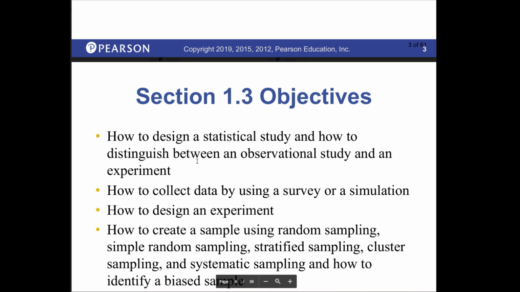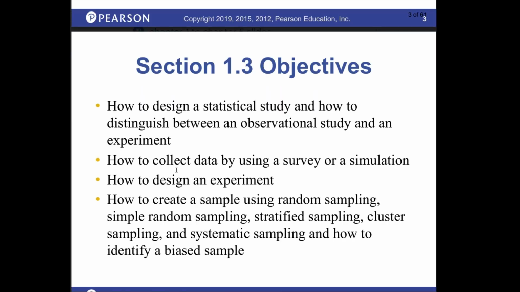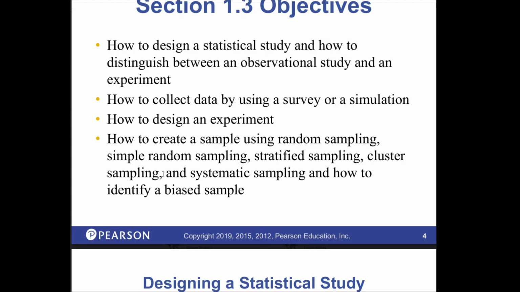So, Section 1.3 Objectives. We're going to learn how to design a statistical study, how to distinguish between an observational study and an experiment, and then how to collect data by using a survey or a simulation, and how to design an experiment, and how to create a sample using random sampling, simple random sampling, stratified sampling, cluster sampling, and systematic sampling, and how to identify a biased sample.